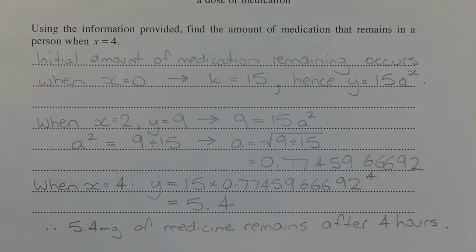So when x is equal to 4, y is equal to 15 times 0.77459666692 to the power of 4, which equals 5.4. And interpreting that result, we can say that 5.4 milligrams of medicine remains after 4 hours.